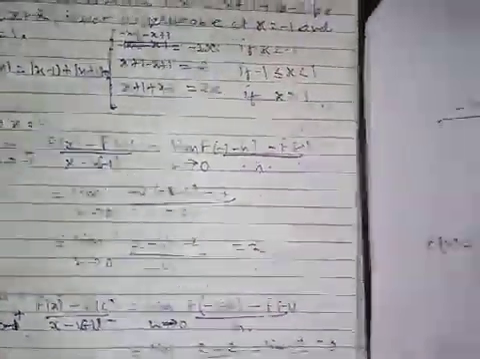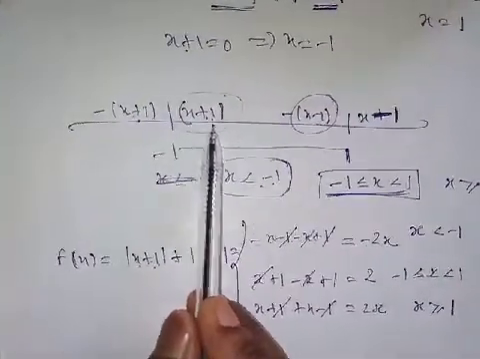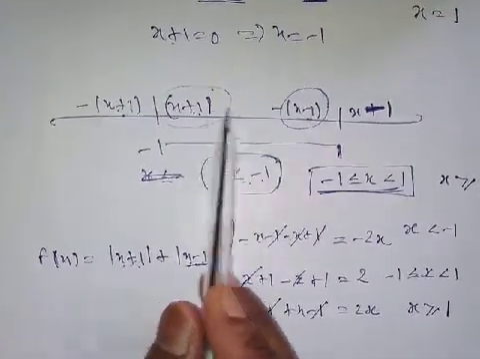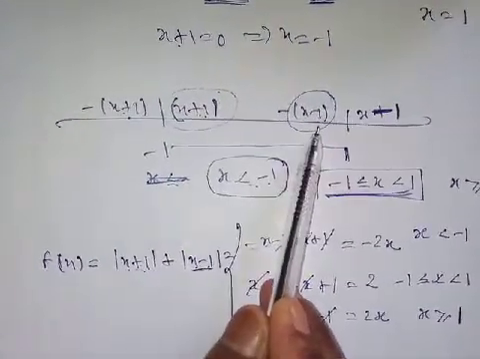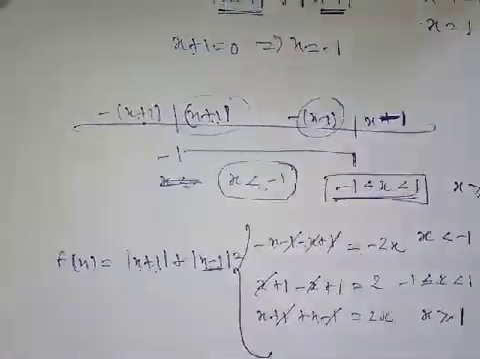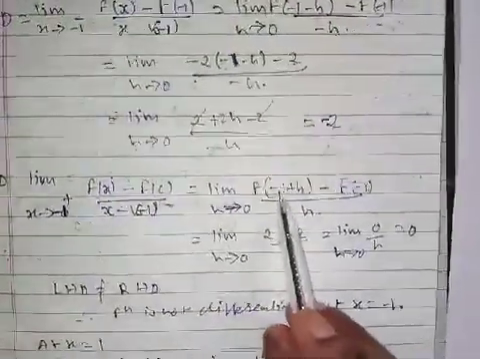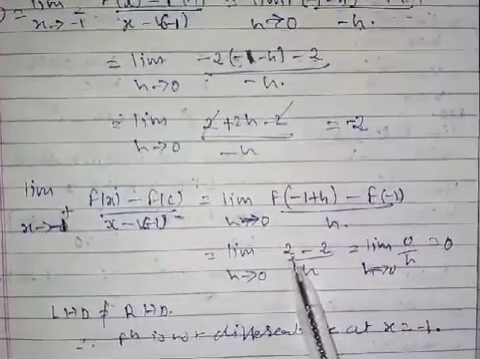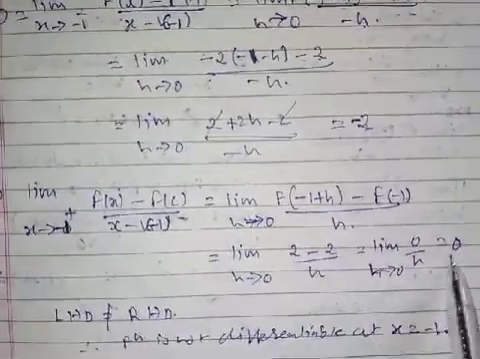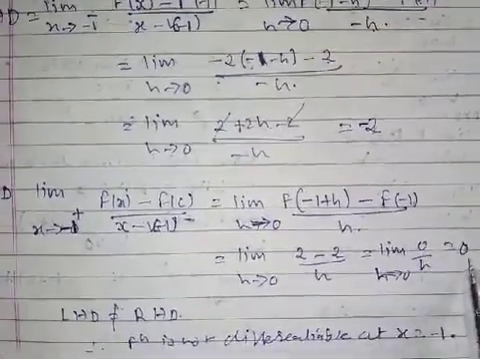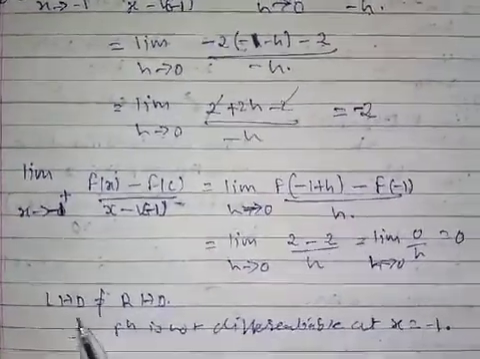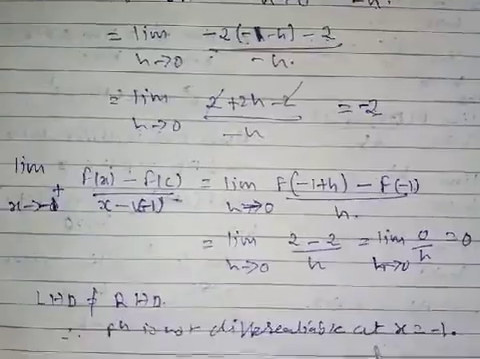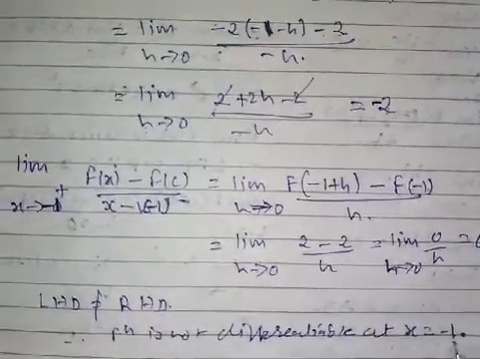Okay, here you can see what is the right hand side of minus 1, these two functions. What was the answer of these two? 2. So 2 into 1 minus h, but these are constants, here also it is constant. So minus 2 minus of 2 is equal to 0. So limit h tends to 0, it will be 0. So LHD is not equal to RHD, so the function is not differentiable at x equal to minus 1.